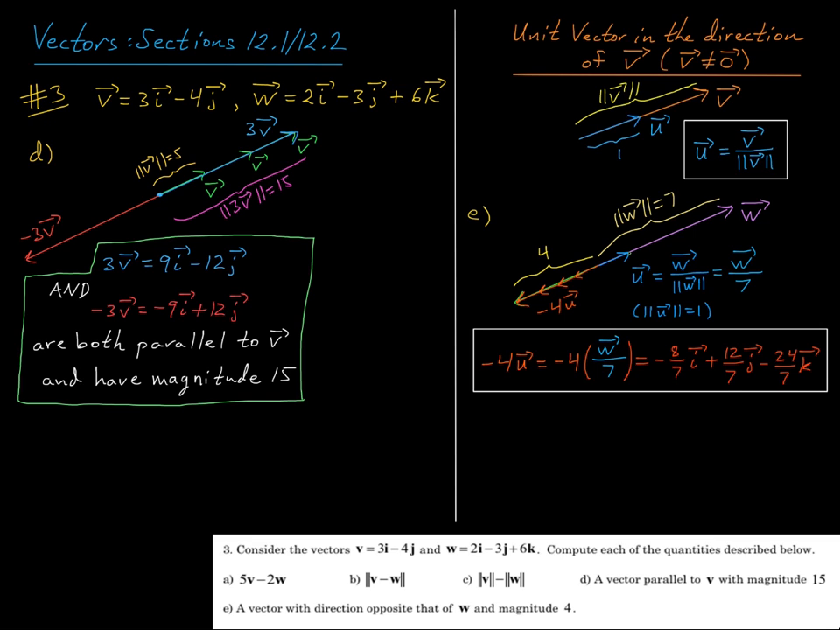In other words, if I scale w by 4/7, the 1/7 scales me down to a magnitude of 1, and then the 4 bumps me back up to a magnitude of 4, and the negative is just turning the direction around. Now in components, this would be negative 8/7 i plus 12/7 j minus 24/7 k. Awesome. All right, well, that does it for this question. Thanks so much.